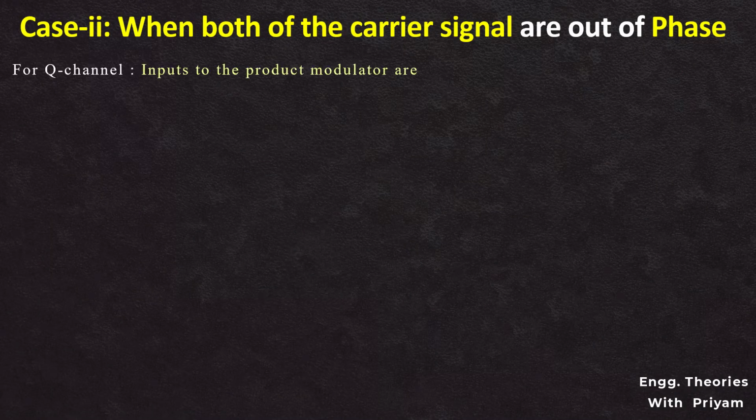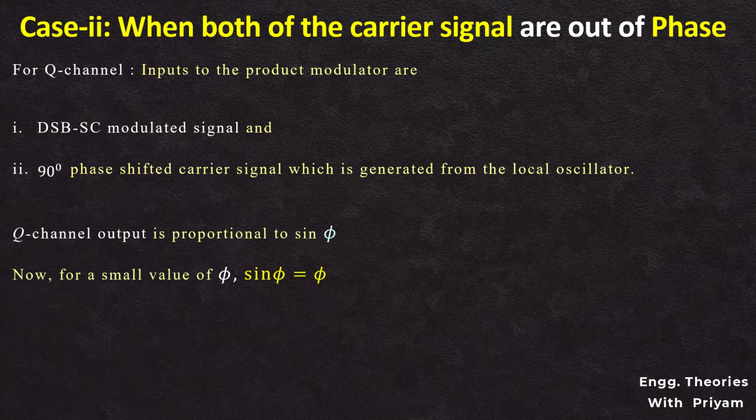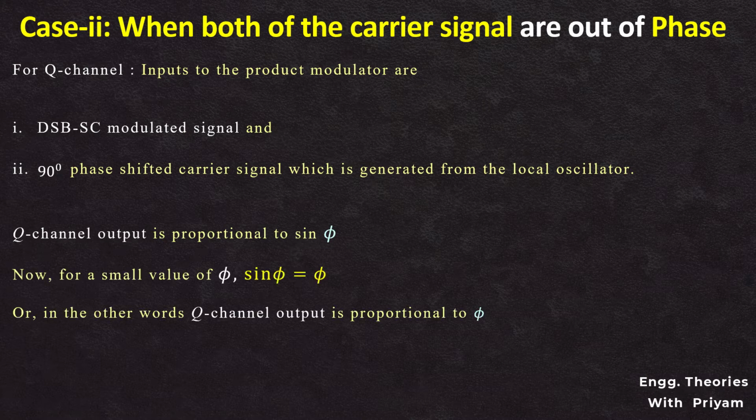For the Q channel, inputs to the product modulator are the DSB-SC modulated signal and the 90-degree phase shifted carrier signal, which is generated from the local oscillator. The Q channel output is proportional to sin phi, and sin phi is equal to phi for a small phi. As there is a phase difference between the two output signals of the I channel and Q channel, they will be given as an input to the phase discriminator, and finally will produce a carrier signal from the VCO, which will be in phase with the DSB-SC modulated signal's carrier signal. And when this happens, the two output signals from the two product modulators will not have any phase difference, and we will have our desired demodulated message signal.